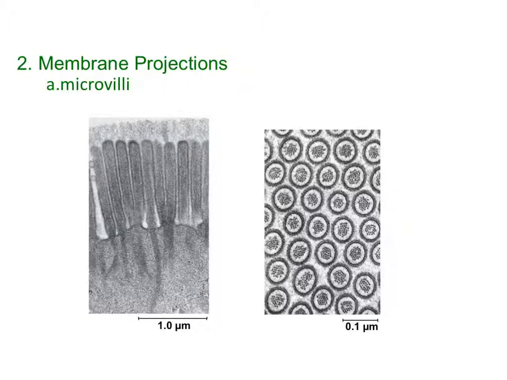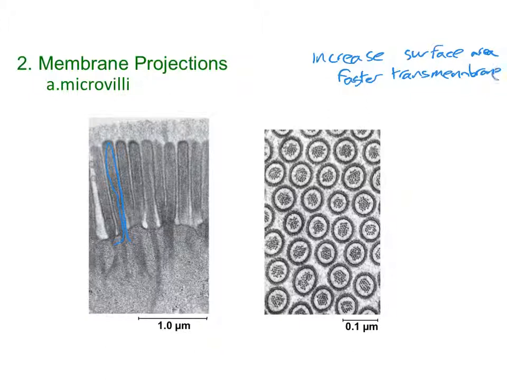So some of the membrane projections that we'll talk about are microvilli. These are very important in the small intestine. So here you can see an individual villus sticking up. And what these do is increase the surface area. And when you increase the surface area, that means you get faster diffusion of molecules or transport of molecules across the membrane. So faster transmembrane transport.